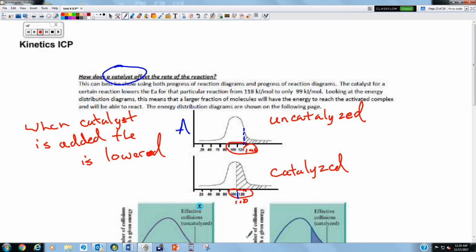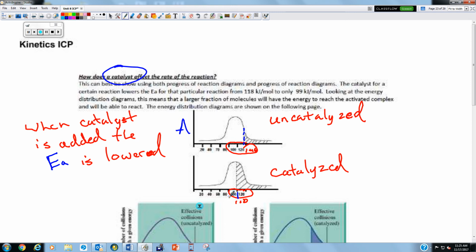So with the addition of a catalyst, activation energy is lowered. The curve doesn't shift this time. It's the activation energy that actually changes. So presence of a catalyst, activation energy changes. In reactions where the temperature is changed, the curve will shift depending on which direction the temperature changed. If the temperature is elevated, the curve is going to shift to the right. If the temperature is decreased, the curve is going to shift to the left.